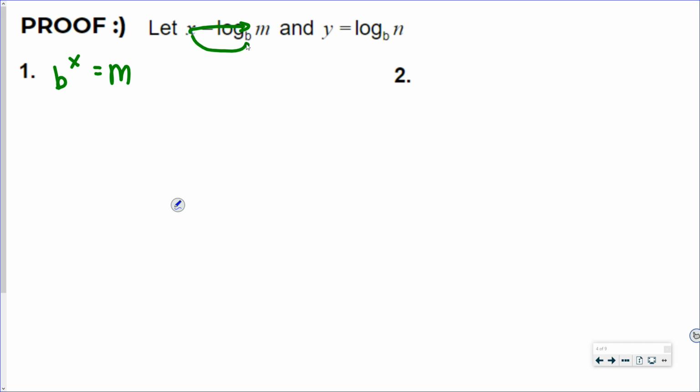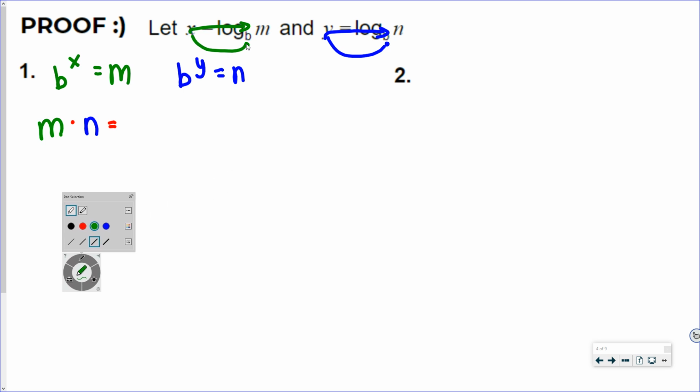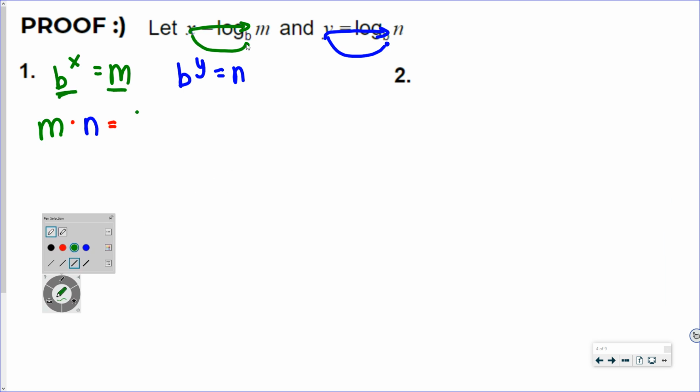All right, let's do the same thing with this one. This in exponential form would be b to the power of y is n. All right, so what happens if I were to take m times n? Again, we know how to do this operation with exponents. So m is the same as b to the x. So I'm going to do b to the x times n, which is the same as b to the y.